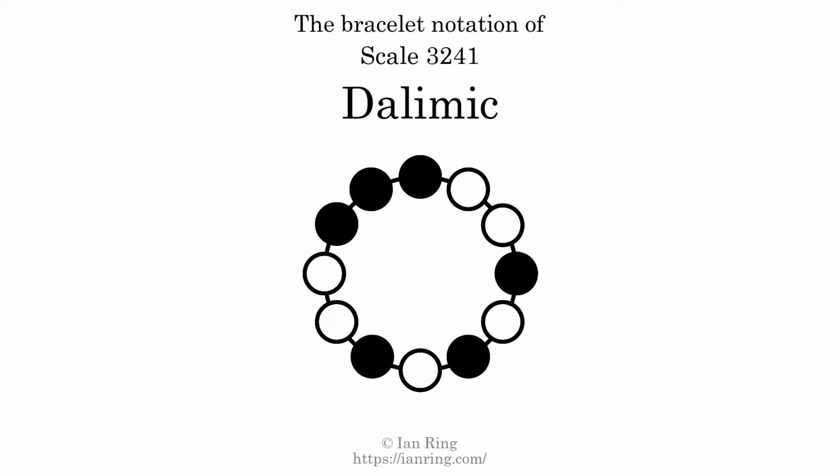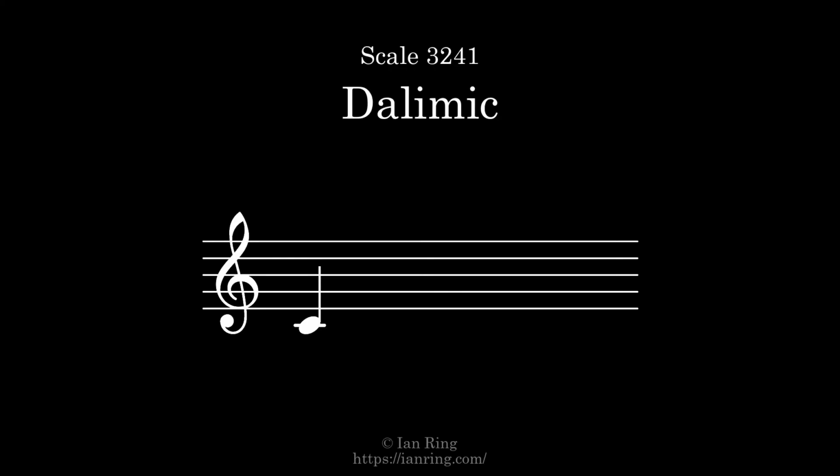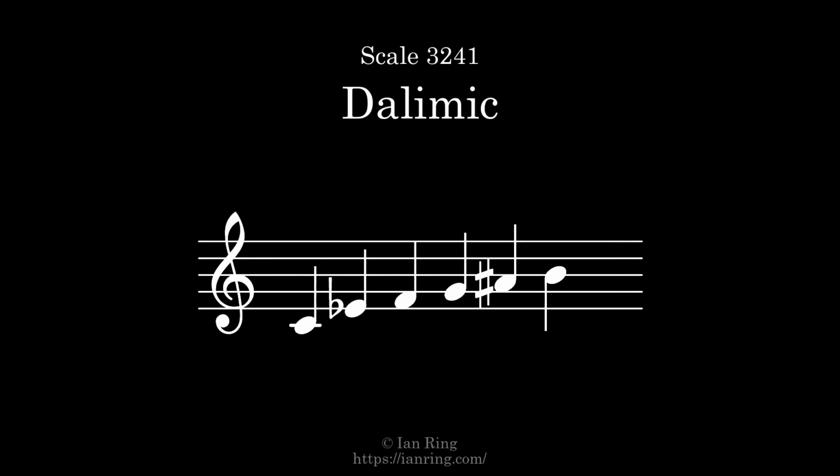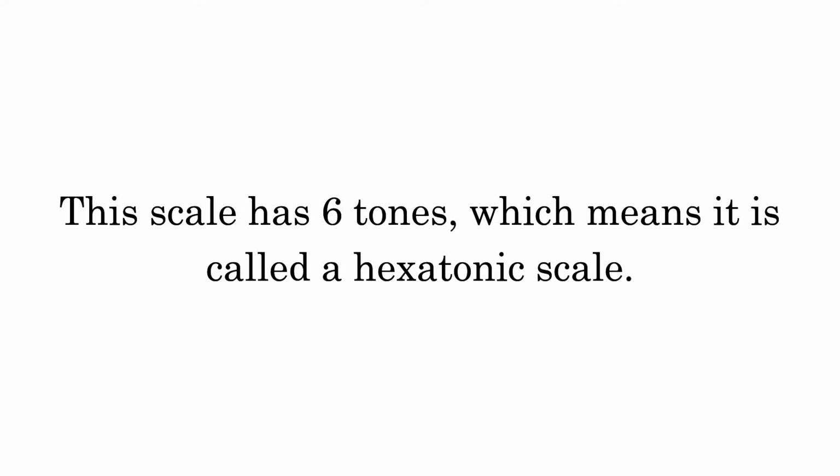Today we will talk about scale 3241, Dalimic, which sounds like this. This scale has 6 tones, which means it is called a hexatonic scale.